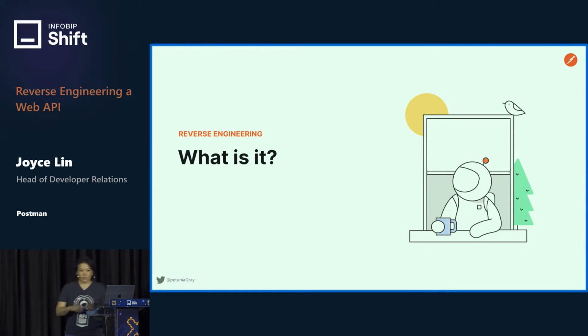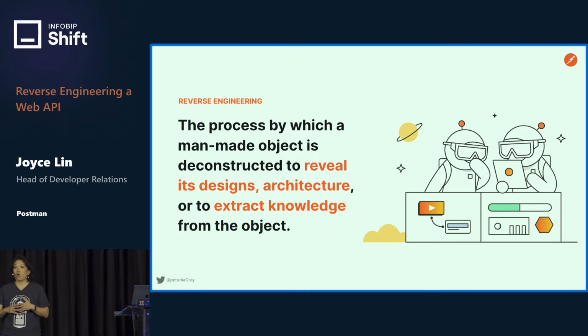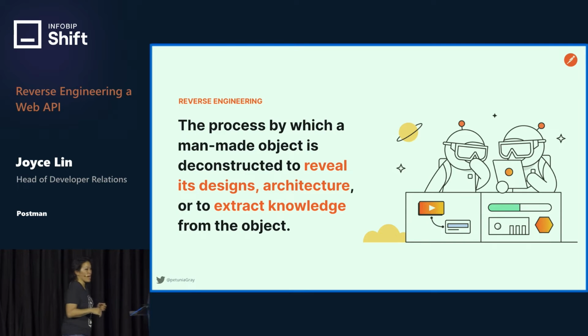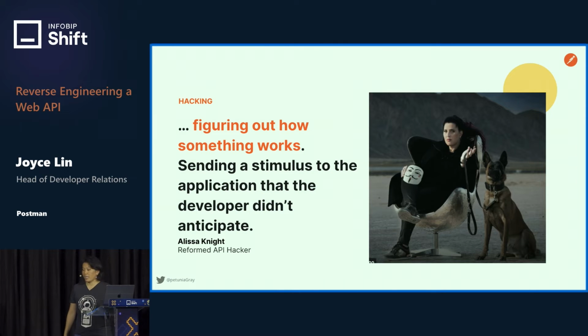So what is reverse engineering an API? The process by which a man-made object is deconstructed to reveal its designs and architecture or to extract knowledge from the object. Another word for this is back engineering, and yet another word used to describe reverse engineering is hacking.